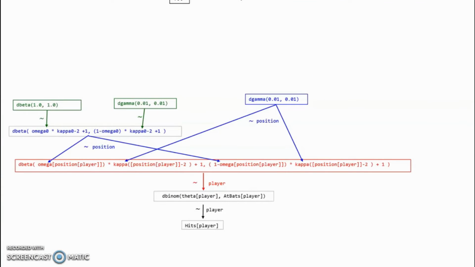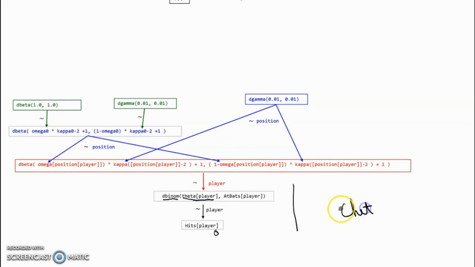We made things even more complicated here in batting, in that now we've added a new layer. So at the bottom we've got our likelihood function. We've got the number of hits for each individual player deemed to arise from now a binomial distribution with some sort of theta, which is specific for the player.